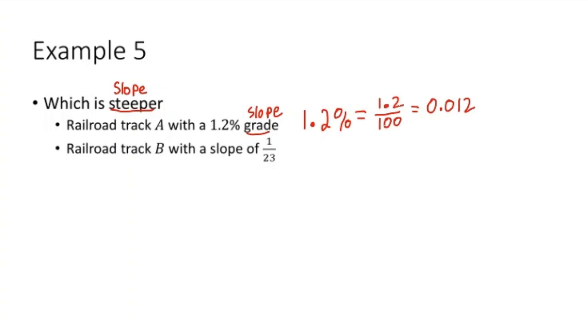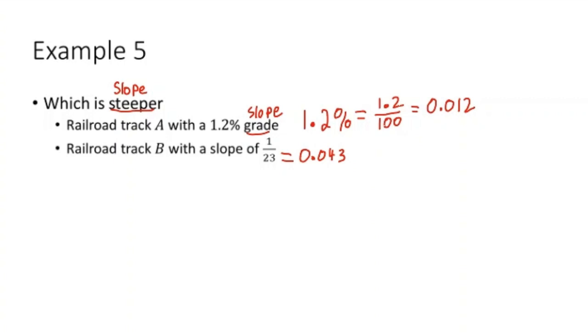Taking a look at track B, we're told track B has a slope of 1 over 23. However, comparing a fraction can be a bit difficult to do. The easiest way to compare numbers is if they are in their decimal form. So if we take our calculator and do 1 divided by 23, we get 0.043.